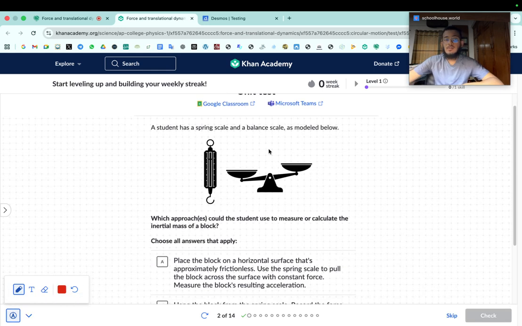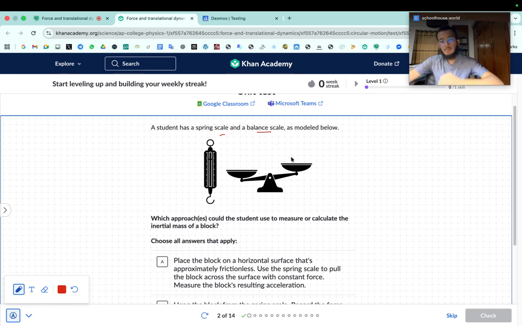A student has a spring scale and a balance scale as modeled below. Which approaches could the student use to measure or calculate the inertial mass of a block? Place the block on a horizontal surface that is approximately frictionless. Use a spring scale to pull the block across the surface with constant force. Measure the block's resulting acceleration. Yes, because we're not trying to find the gravitational mass. The approach F equals ma does the job, so A is our answer.